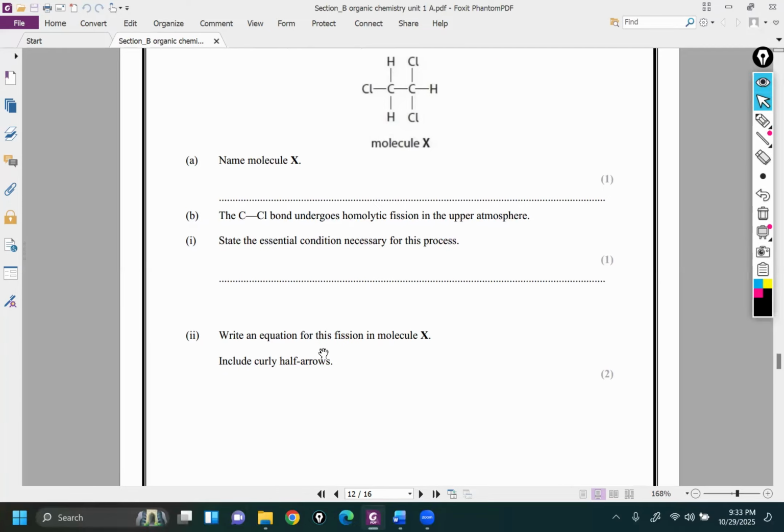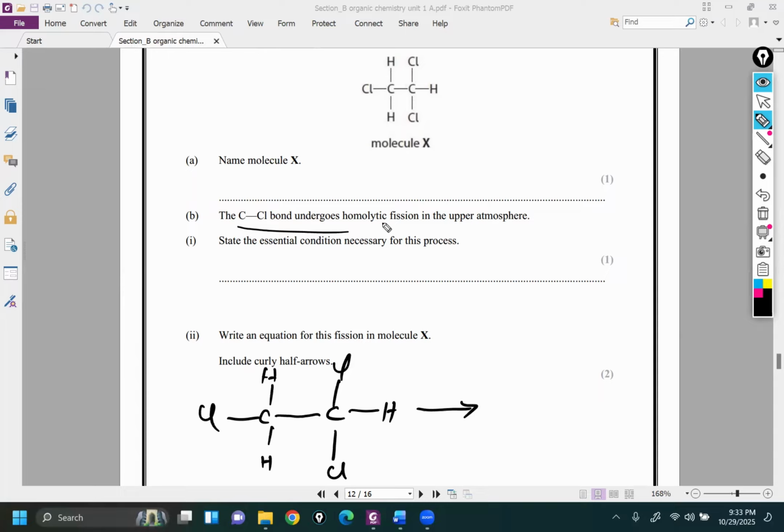Now, write an equation for this fission reaction in molecule X, include curly half arrows. So see here, we have to write this structure first. So C and C, this is H, this is H, this is chlorine, chlorine, this is chlorine, and this is H. Now, to write the fission reaction in the molecule X, definitely the C-Cl bond will be broken. And this is homolytic fission.